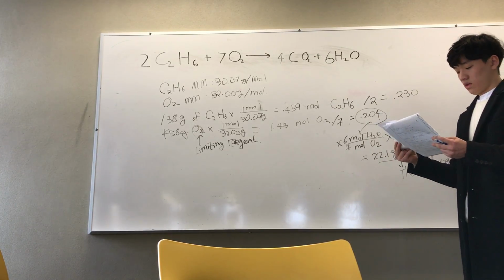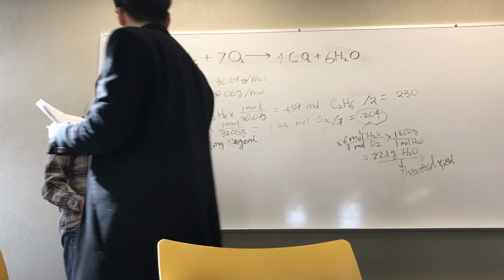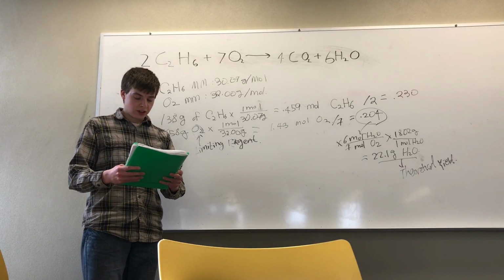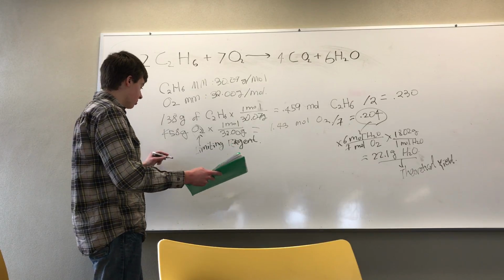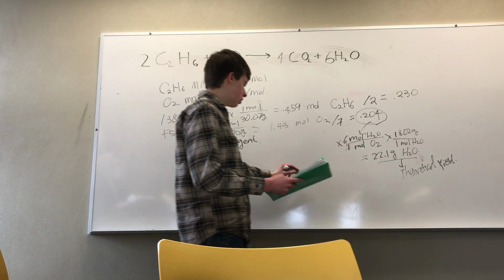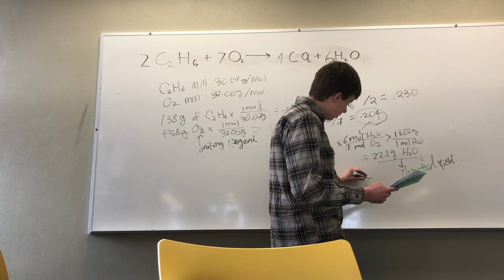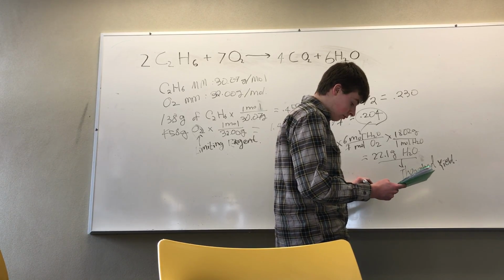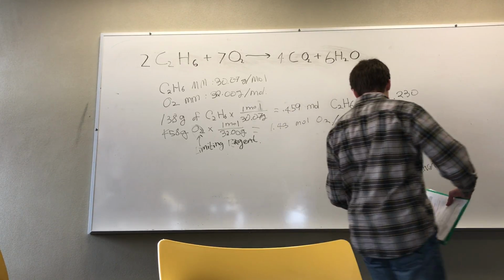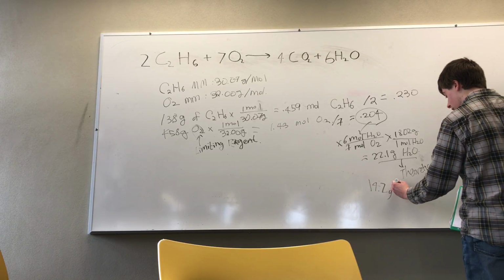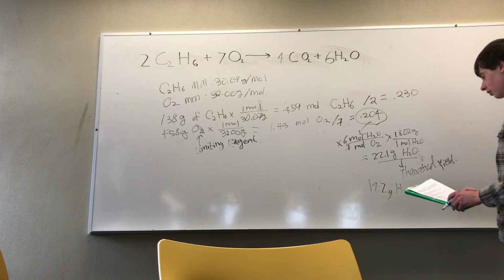Yep. And then Timothy, you want to do the percent yield of water? Yep. So we say, suppose the reaction actually produces instead 14.2 grams of H2O. Calculate the percent yield of water.